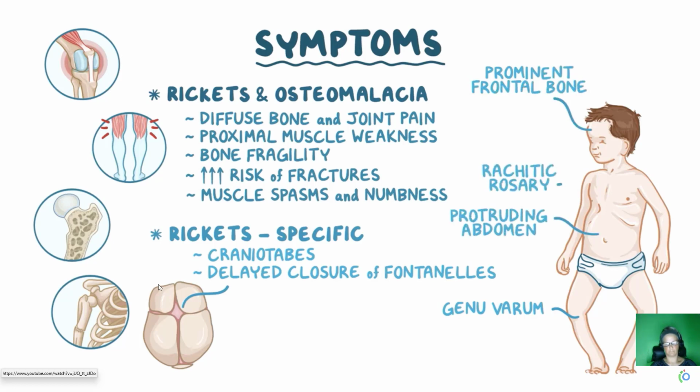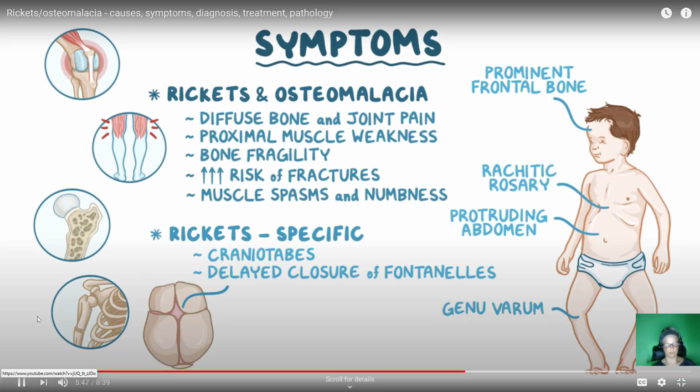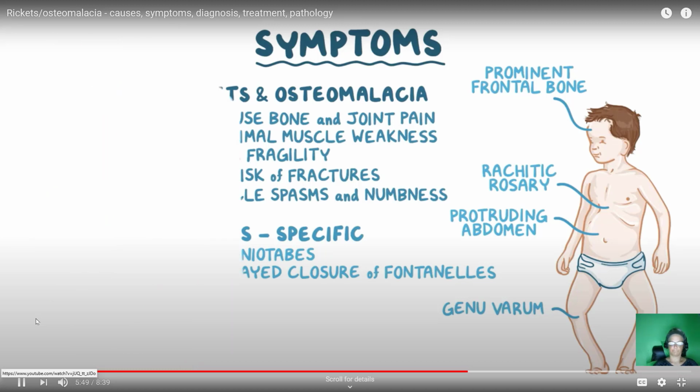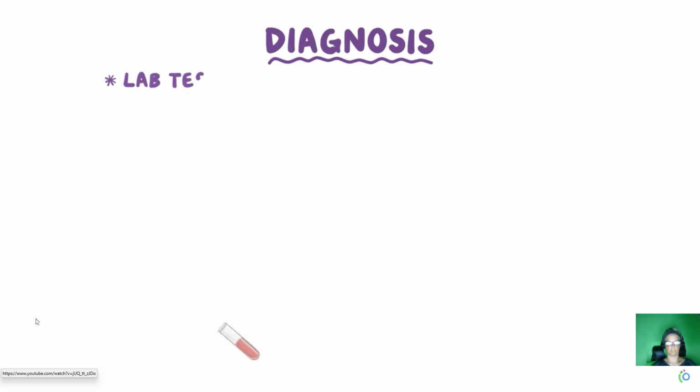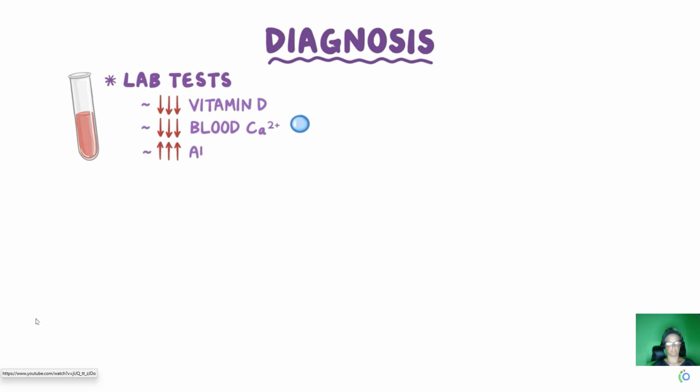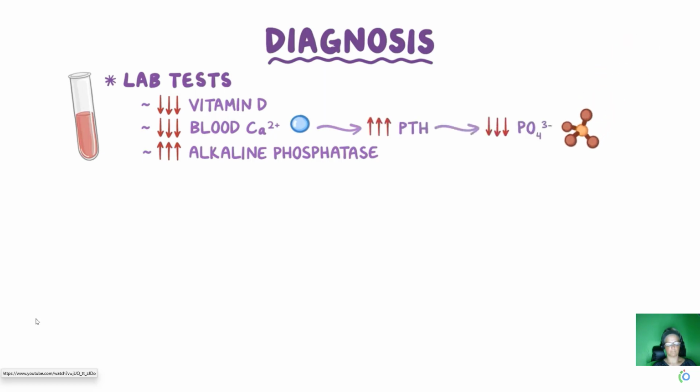Additionally, a ricketic rosary may be seen. This is when little bumps appear along the chest due to the widening of the junction between the ribs and the costal cartilage in front of the rib cage. Rickets and osteomalacia are usually diagnosed with lab tests, which show abnormally low vitamin D levels in blood serum, low blood calcium, and elevated serum alkaline phosphatase. As a result of low calcium, there may also be high PTH, which may also lead to low serum phosphate.